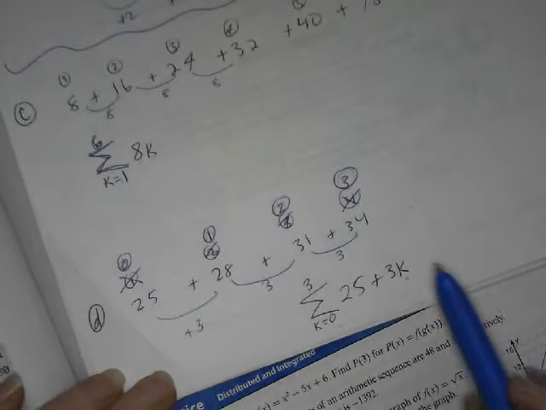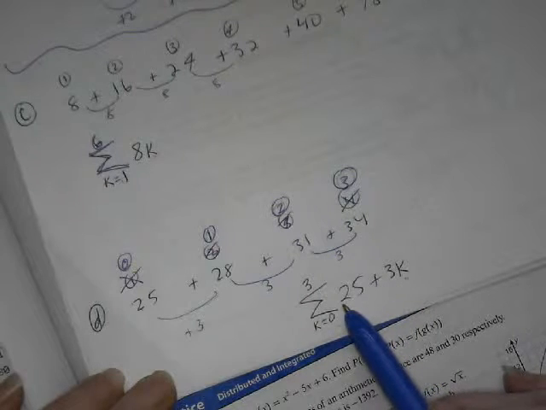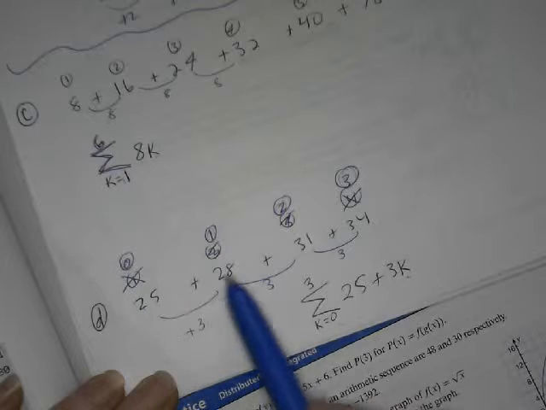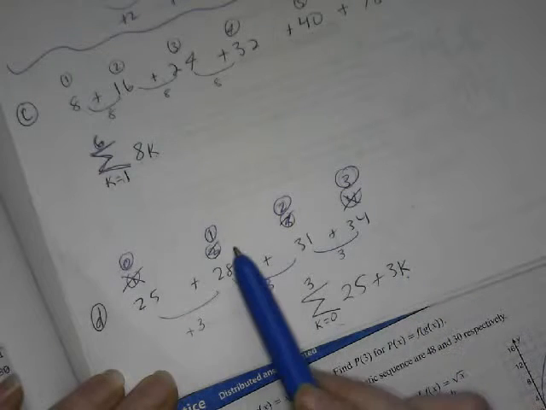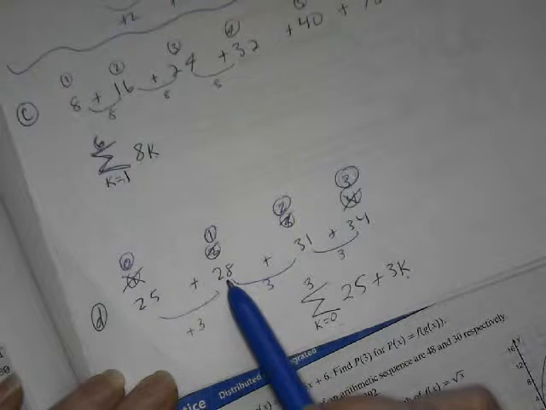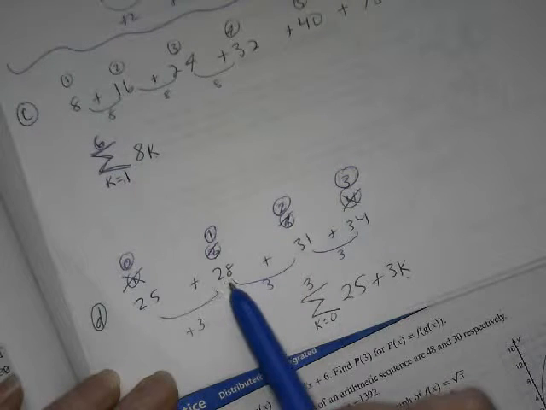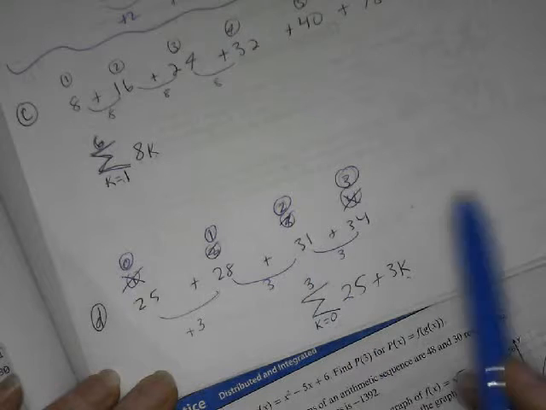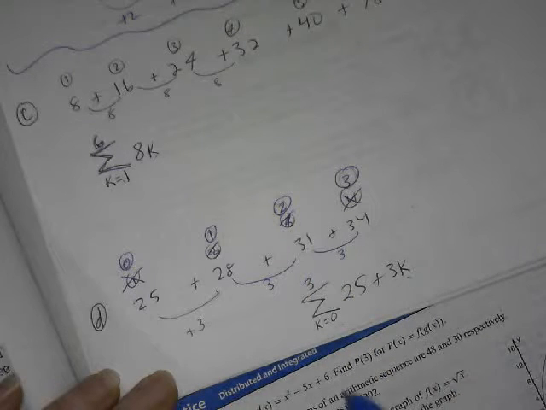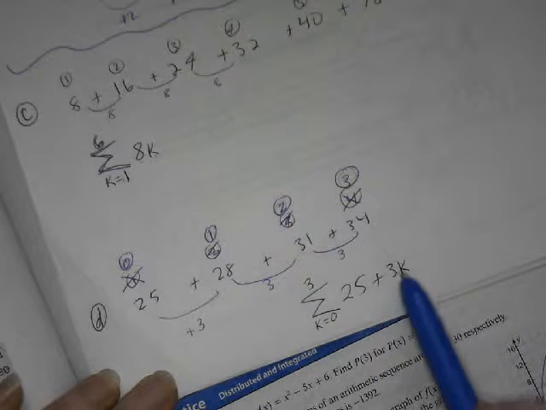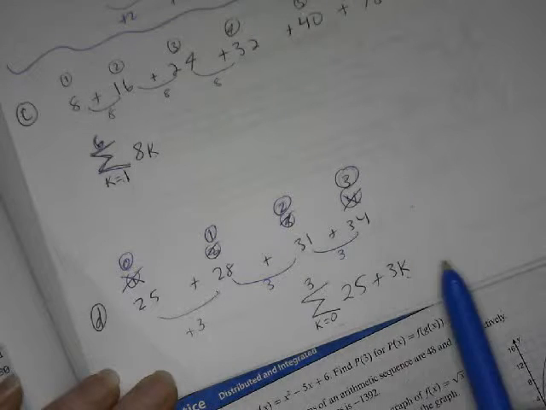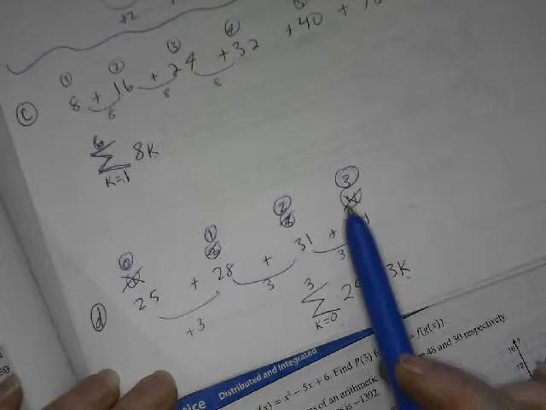So I can go 25 plus 3 times 0, well, that gives me my 25. 25 plus 3 times 1 gives me 28. 25 plus 3 times 2, so that's 25 plus 6, that gives me 31. And 25 plus 3 times 3, that's 25 plus 9, that gives me that one.